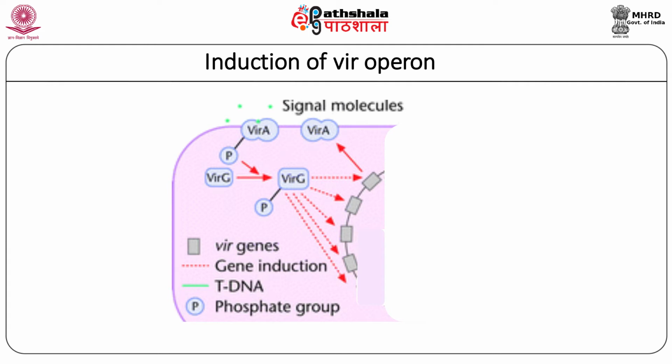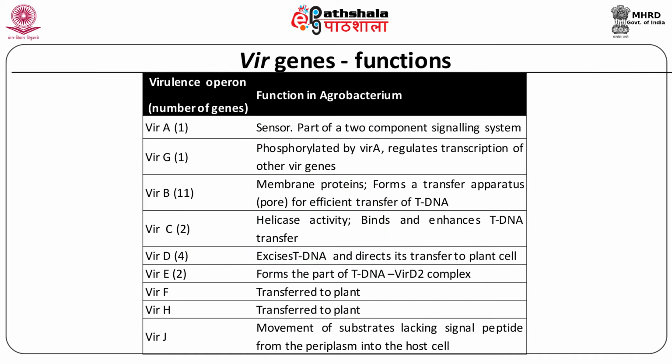In response to phenolic signals from wounded plant cells, the VirA protein present in the bacterial membrane is autophosphorylated and then transfers the phosphate signal to VirG protein. Both VirA and VirG are constitutively expressed in Agrobacterium. The activated VirG binds to the promoters of other Vir genes in the Vir operon. Other than VirA and VirG that are constitutively expressed, all the other Vir genes are induced when VirG binds to their promoters and regulates their transcription.